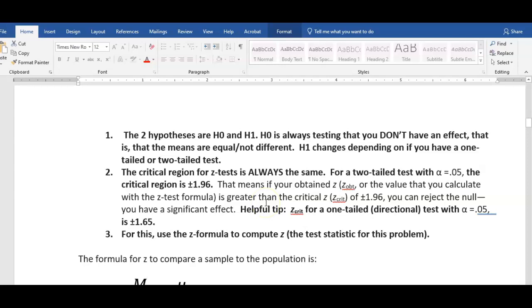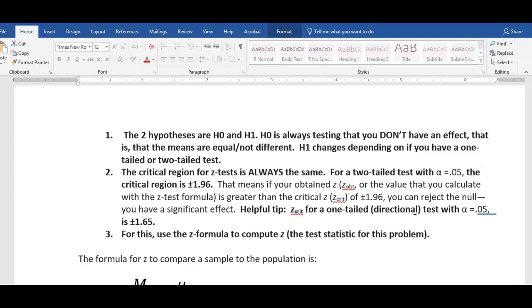What that means is that if your obtained Z value, and we represent that with Z subscript OBT for Z obtained, that means the value that you're going to calculate with the z-test formula, is greater than the critical Z value, represented by Z crit, which we determined to be plus or minus 1.96 for this problem, a two-tailed test with alpha set at 0.05, then we can reject the null and say that we have a significant effect.